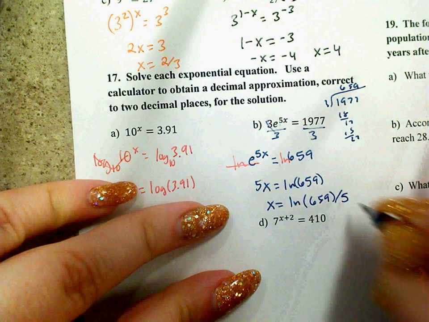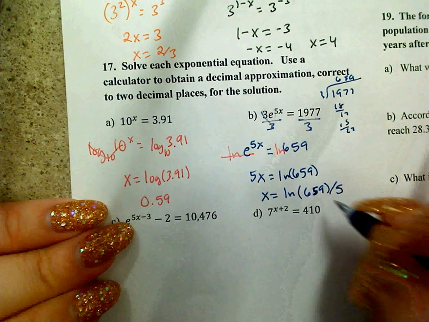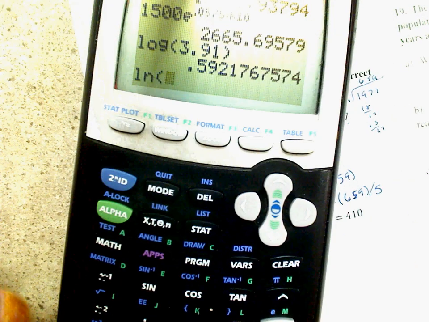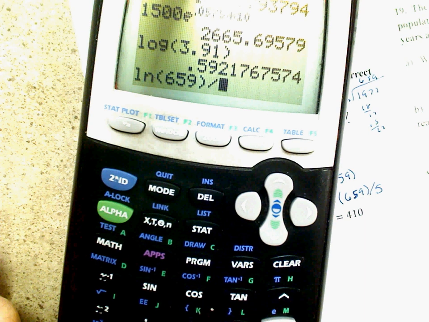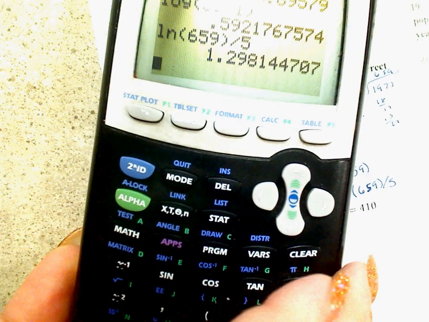Now, the 5 is not inside the logarithm, so be careful about that, especially when you type it in. So, natural log of 659, close the parentheses, divided by 5. And that is 1.298 or 1.30.